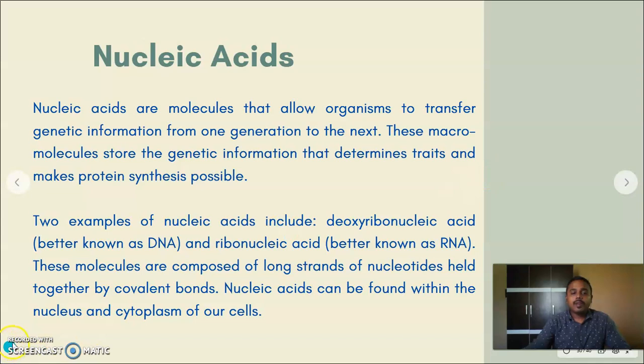Two examples of nucleic acids include deoxyribonucleic acid, or commonly we call it DNA, and the second one is ribonucleic acid, or the common name RNA. These biomolecules are composed of long strands of nucleotides held together by a strong bond called covalent bonds. Nucleic acids can be found within the nucleus and cytoplasm of our cells. So now we will see what is the basic structure of a nucleic acid and how it is arranged and what are all the different types of nucleic acids.